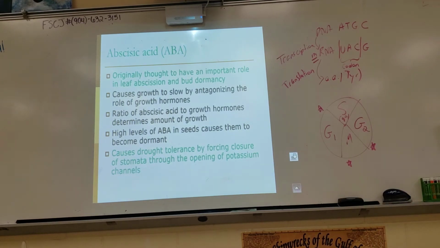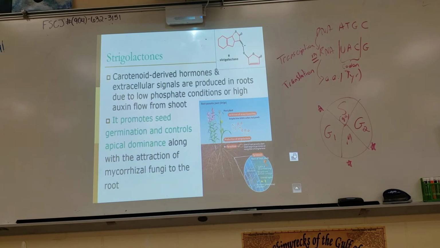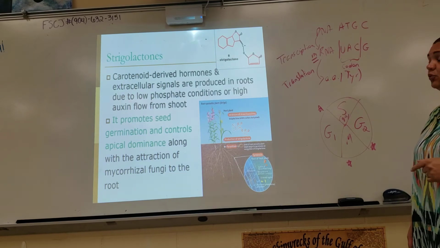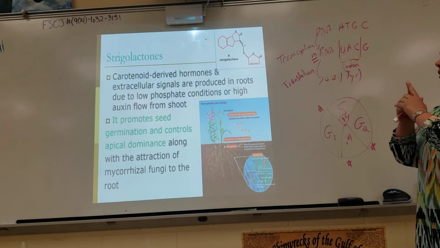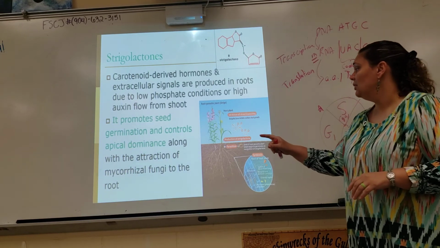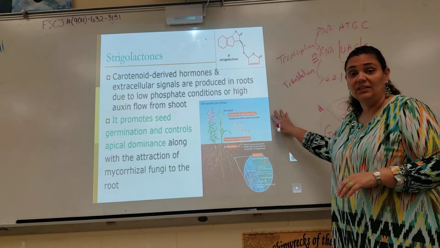Six more slides, guys, six more slides. Strigolactones promote seed germination and control apical dormancy. So again, apical dormancy is going to be right before winter, and then seed germination is going to be right around springtime. All right.